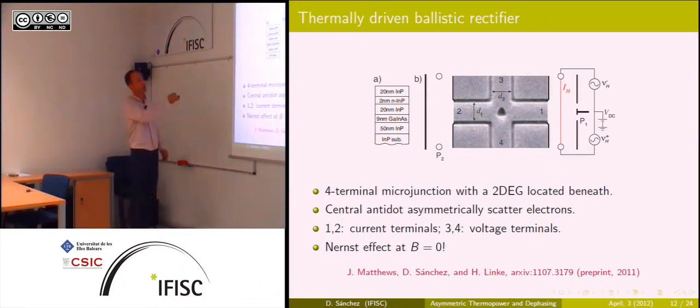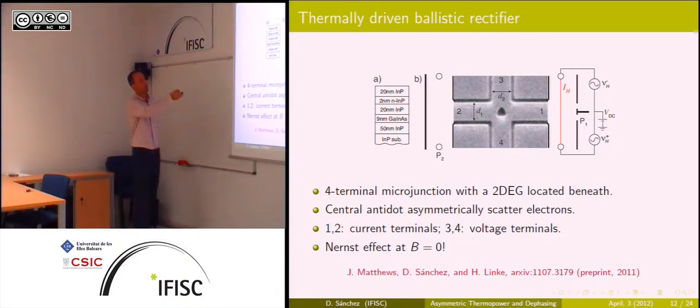The experiment is what they call a ballistic rectifier. They have two channels which cross at one point, so you have electrons flowing either this way, or also from above or from below. In the middle of this cross junction, they put a scatterer, which has the shape of a triangle. So what do you expect here?